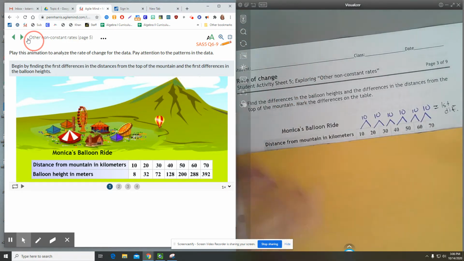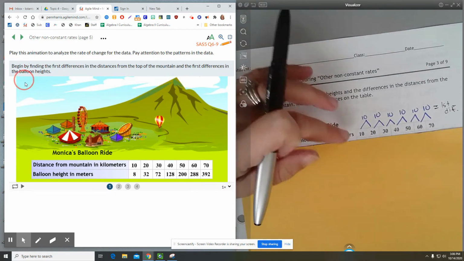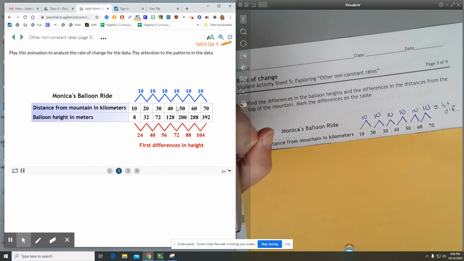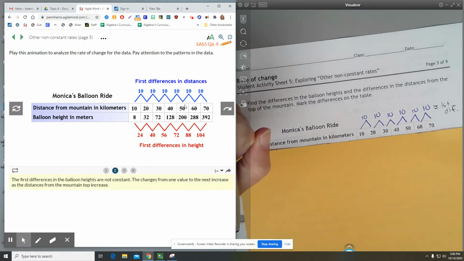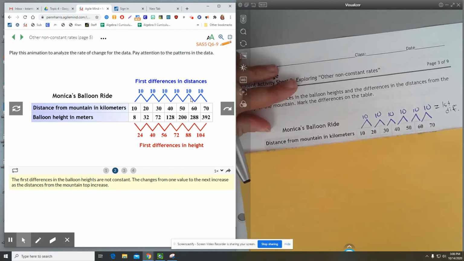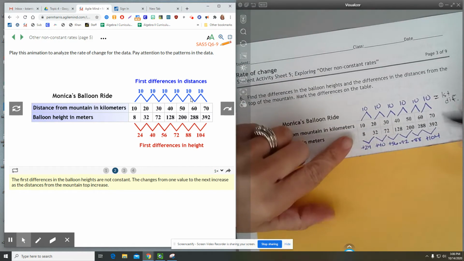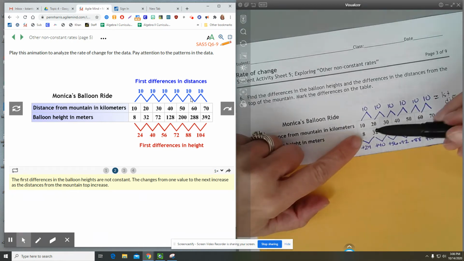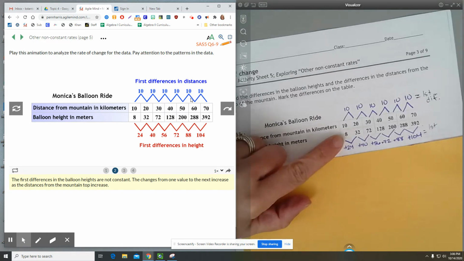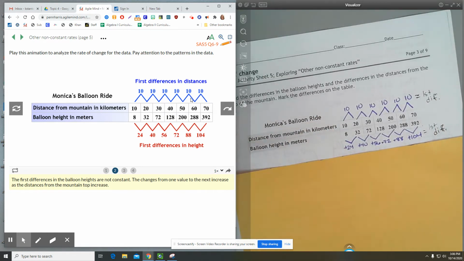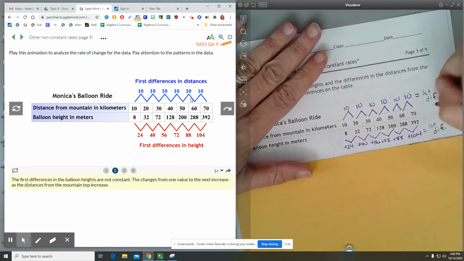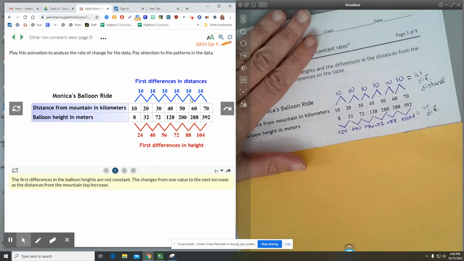Okay. So with this, we see that my first differences from the distance from the mountain, 10 to 20, 20 to 30, 30 to 40, it's all 10. We call those the first differences. And when we do the other ones, this is also considered first differences. It's the first change, the first subtraction of this line. It's just a different thing we're comparing. So up here is our first difference of the distance. Down here is our first difference of the height.